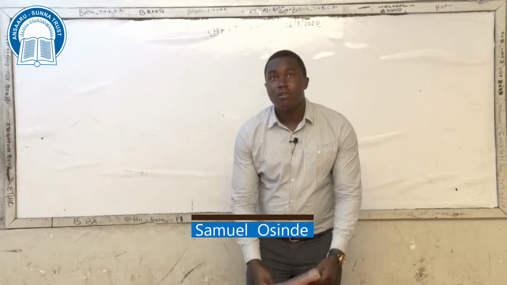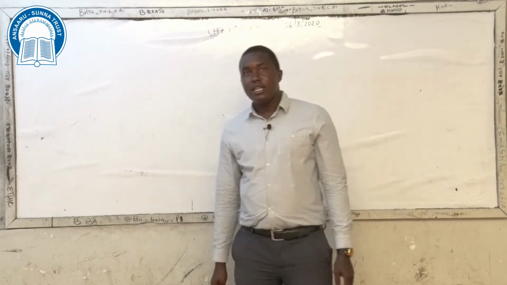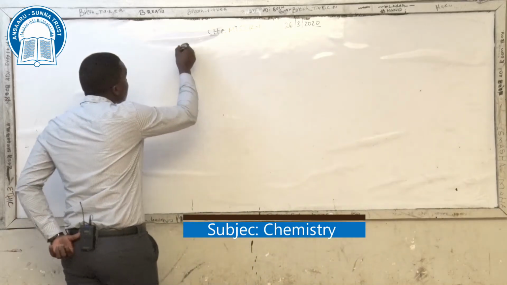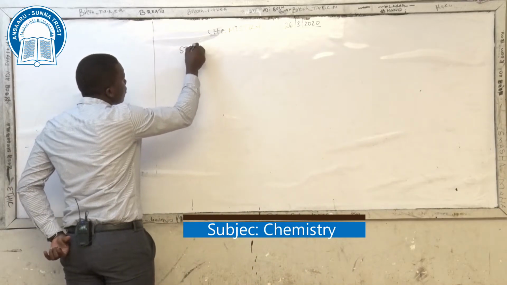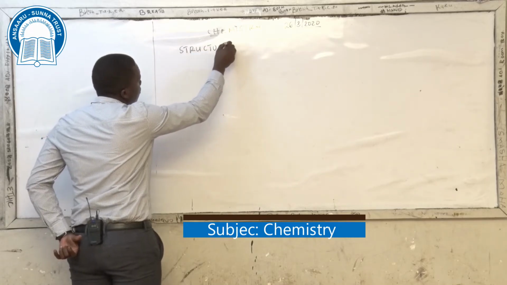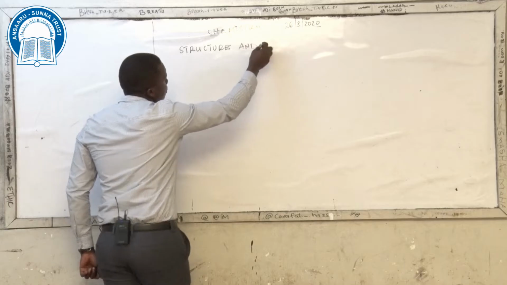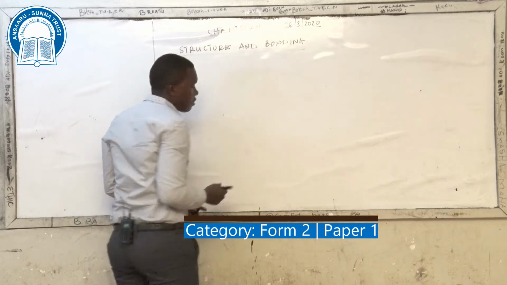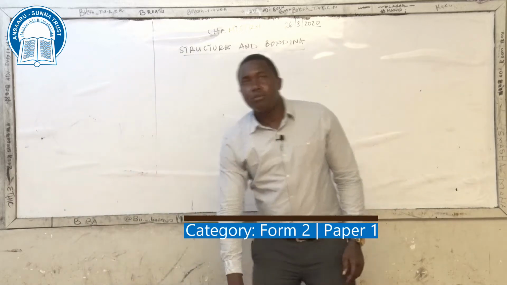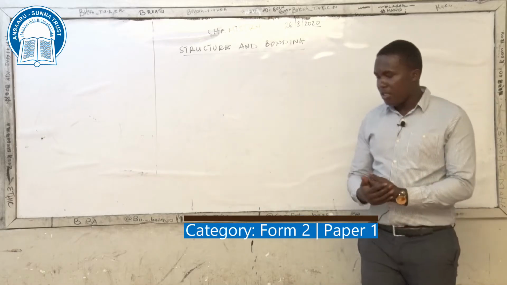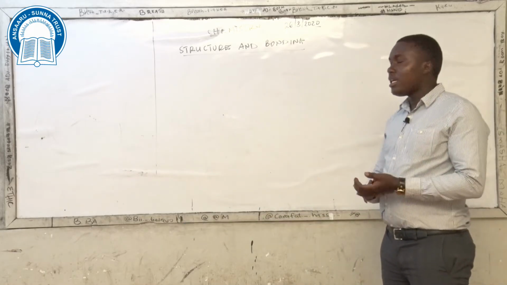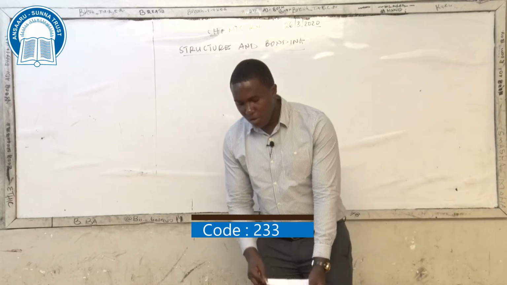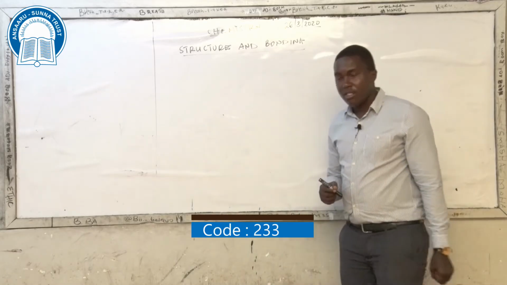Today I want us to learn about chemistry from Form 2, which is structure and bonding. Structure and bonding is a topic in Form 2 that deals with attraction between elements and atoms when they bond to each other. And in the process of bonding, there's always a chemical reaction taking place.